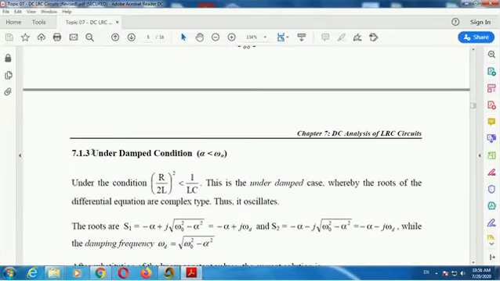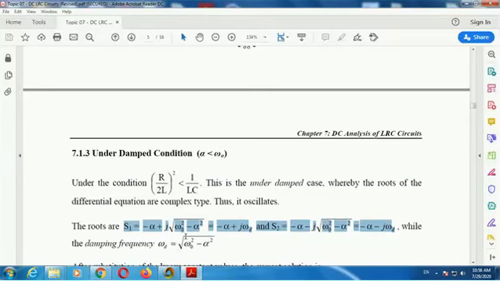The underdamped condition is with alpha less than omega naught. It's underdamped, which means the two roots are complex. If R over 2L, squared, is less than 1 over LC, we get two complex terms, whereby the roots of the differential equation are complex. S1 and S2 are complex, plus j and minus j.